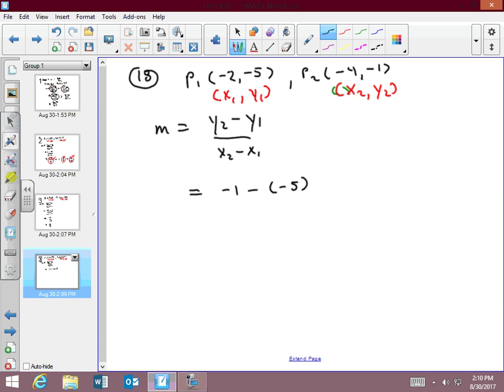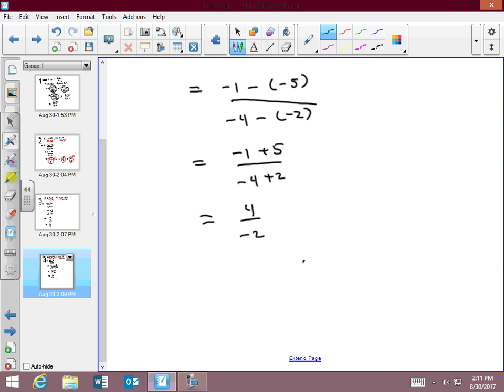So be sure that you get your signs in right. x2 is a minus 4, and x1 is a minus 2, so you're subtracting x1. Now then, the numerator is a minus 1 and a minus 5, so that's plus 5. This is technically minus 1 plus 5 over minus 4 plus 2. So this is going to be a plus 4 over a negative 2.